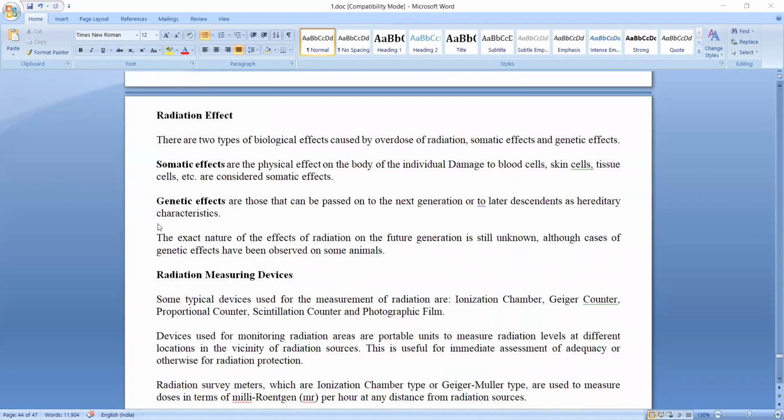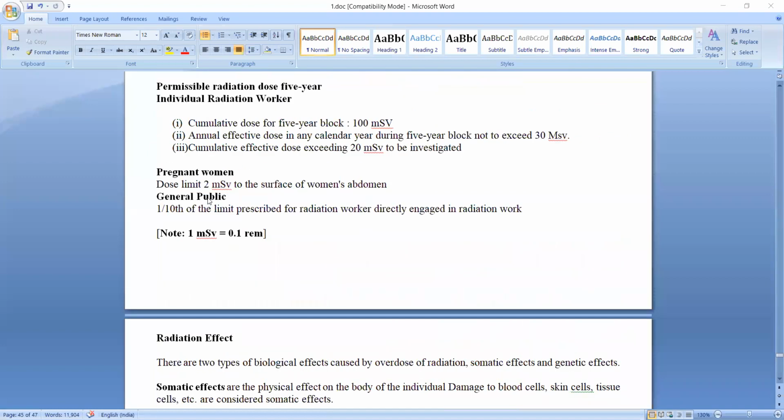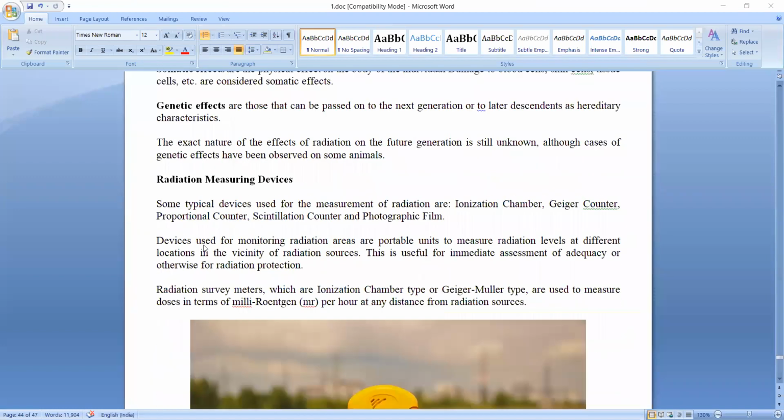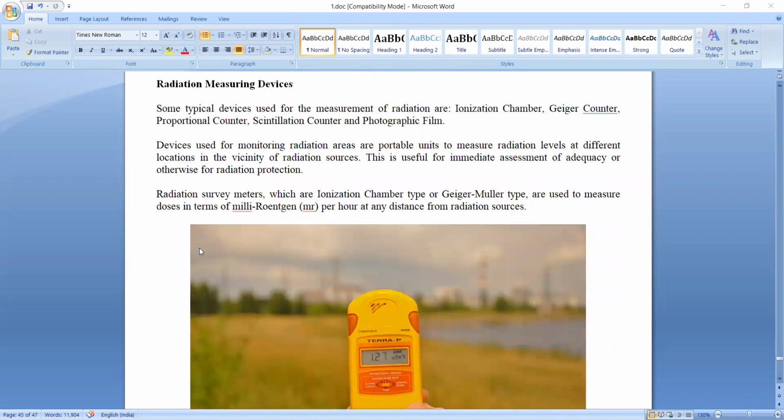Next one. Okay, we have covered the dosage limits and the radiation effects. Now, how to measure the radiation? We have different devices for measuring the radiation. Why? Because measurement is very, very important in safety aspects. Then only we can take precautionary measures. Here we have different types of measuring devices: ionization chamber, Geiger counter, proportional counter, scintillation counter, photographic film. All these are different devices used for measuring the radiation.